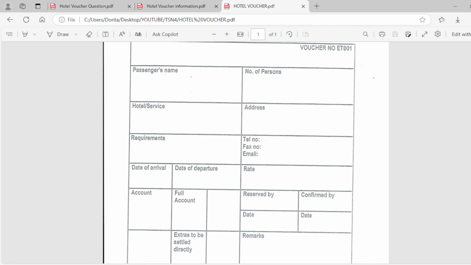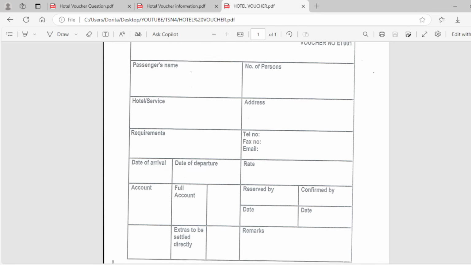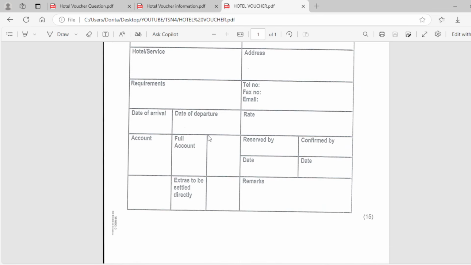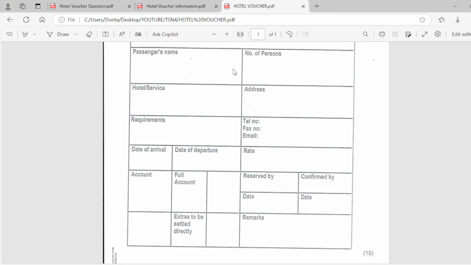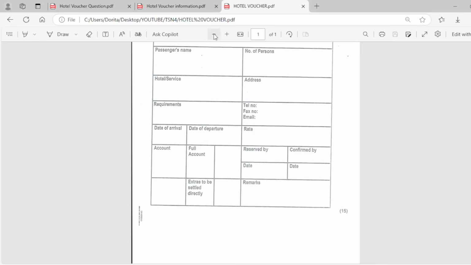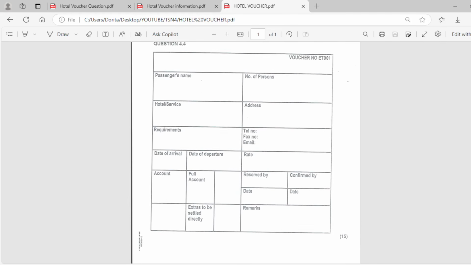understand what to do. What they sometimes do is here where it says full account, they don't give this extra block. So you just fill in the information within the same block. But that's about the strangest one I've seen. Most of the time, your voucher will look like this. I'm going to make it a little bit smaller so you can just see it with one look.